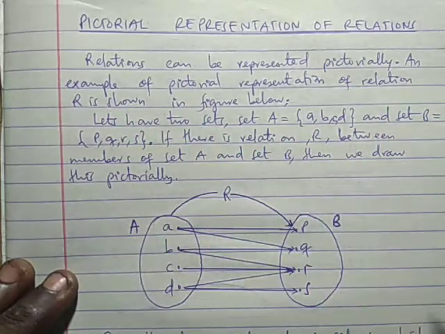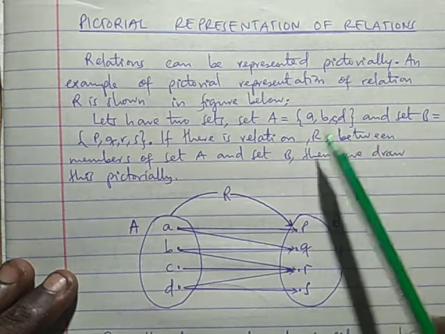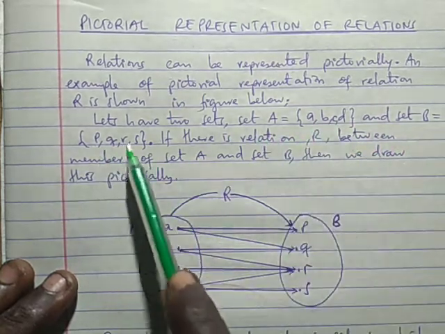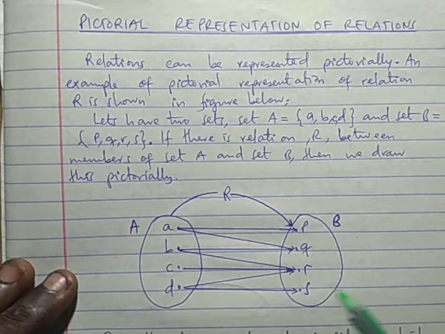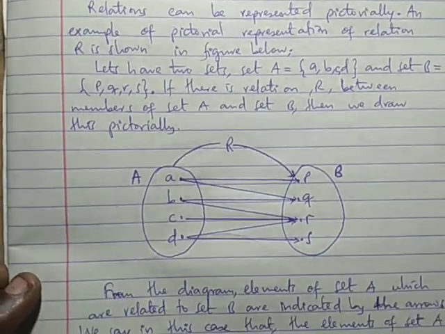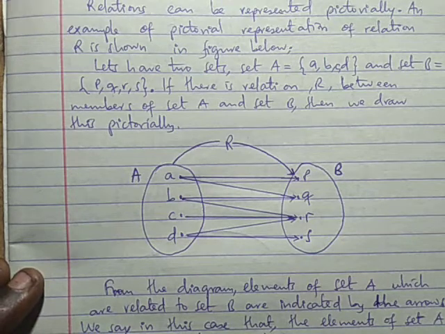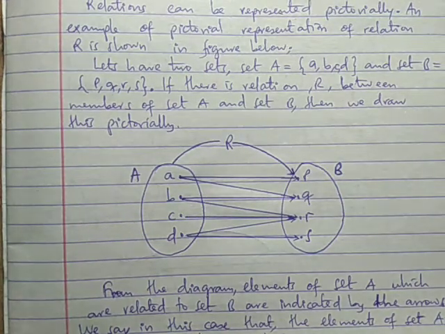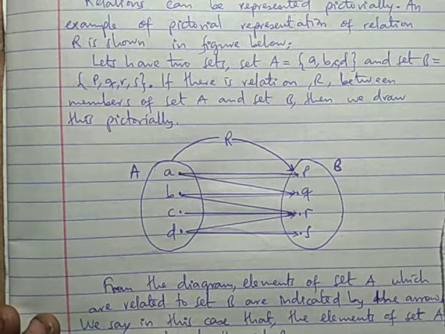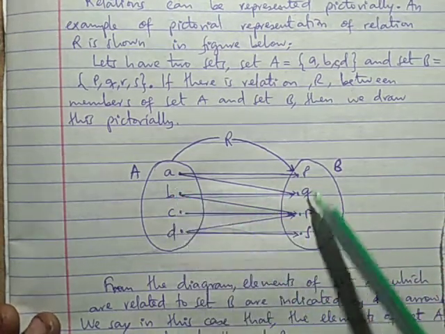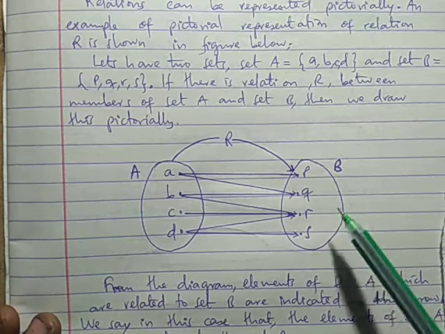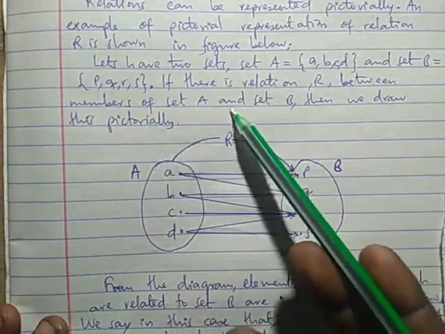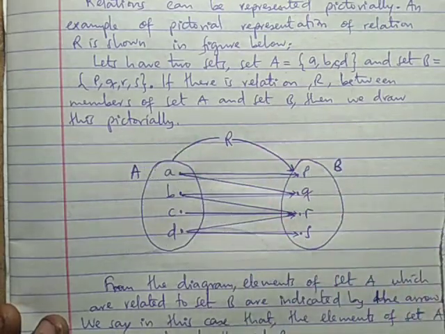In this case we let A be a set of elements A, B, C, D, and B be the set P, Q, R, S. You see the arrows are just an example. That is how the author decided to place the relation arrows. So do not be confused about how we know A relates to P. This is an example of how we represent a relation. If there is a relation R between members of set A and set B, then we draw it pictorially.